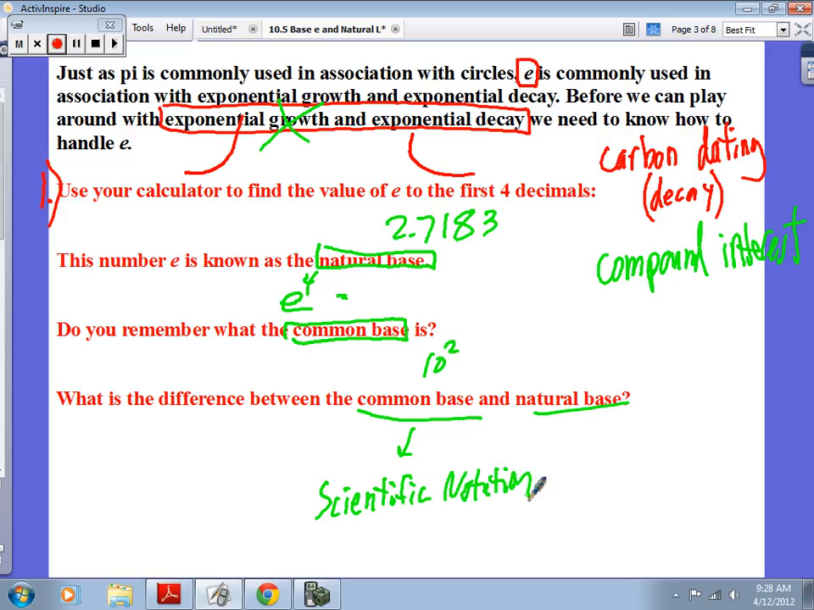Which one's used more, the common base or the natural base? Maybe evenly, who knows? Maybe the common. The natural base, when do we use the natural base? When it's E. When does E show up? When you're doing compound interest or carbon dating, exponential growth or decay. That's when E is going to show up.